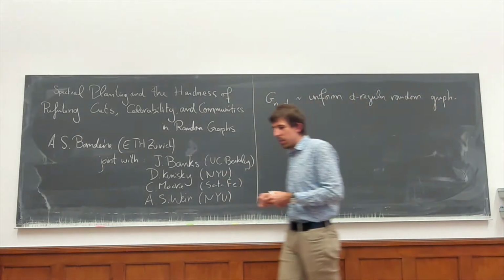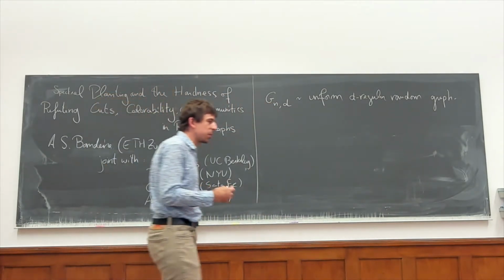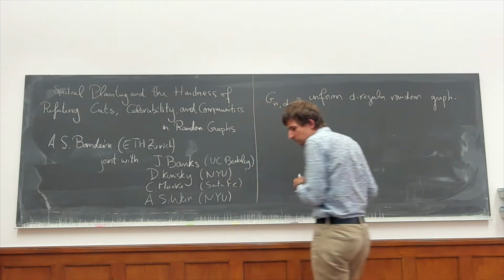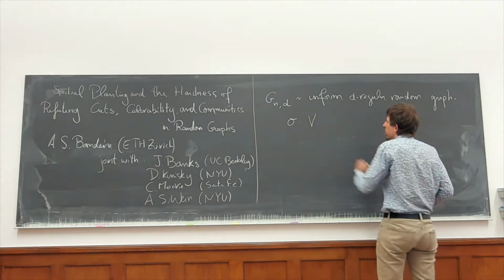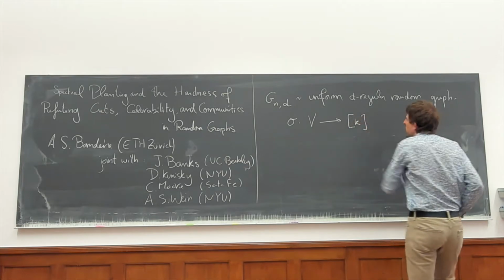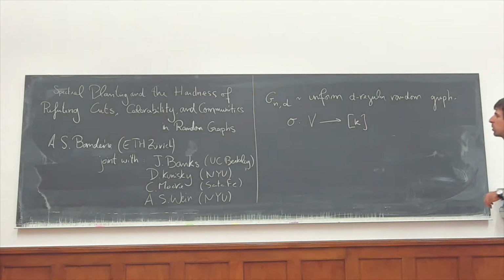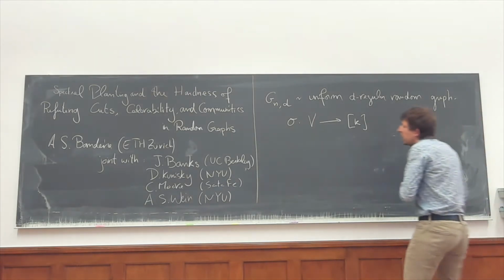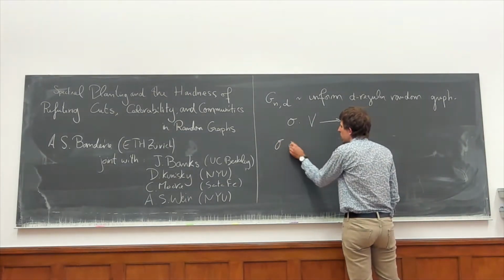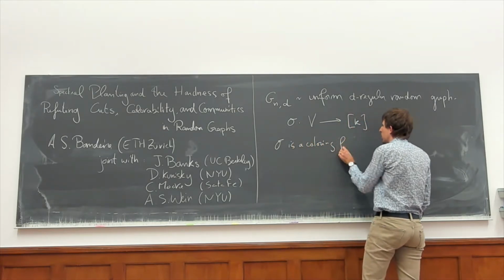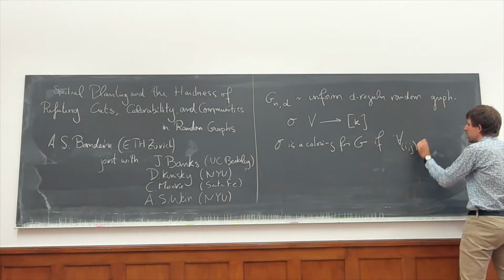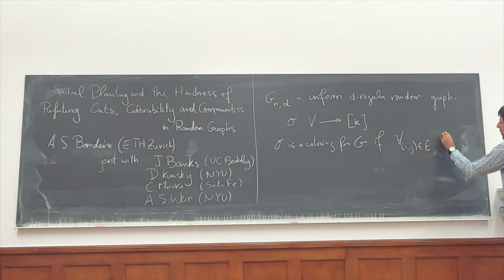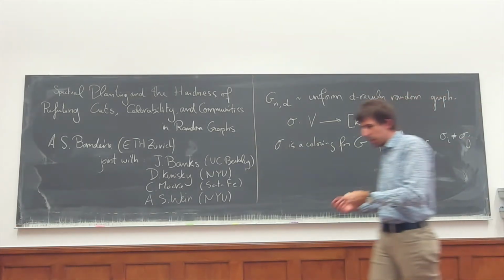What I mean by this is, in the classical sense, a coloring of the vertices where no two adjacent vertices have the same color. The way we formalize this is that we take an assignment from the vertices of a graph to a set of k possible colors, numbers 1 through k. And we say that sigma is a coloring for a graph G if for every edge (i,j) in G, we have that sigma_i is different from sigma_j. There are no two connected vertices that have the same color.